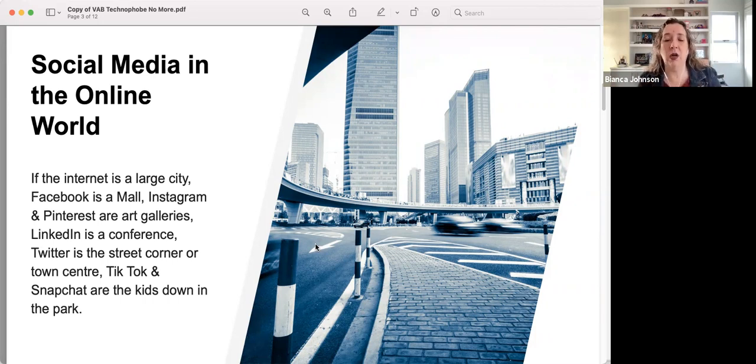Instagram and Pinterest are two very unique art galleries. Instagram, all the pictures are the same size and they change very, very quickly.